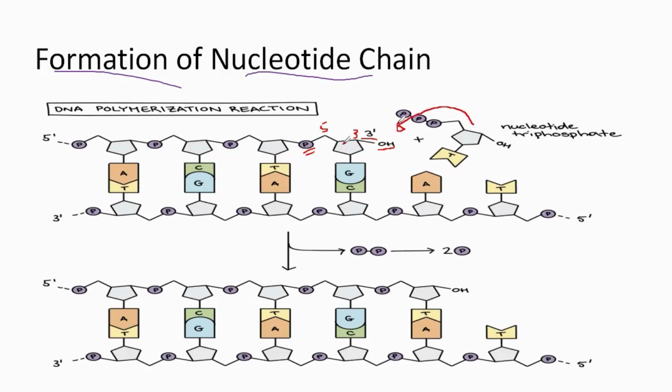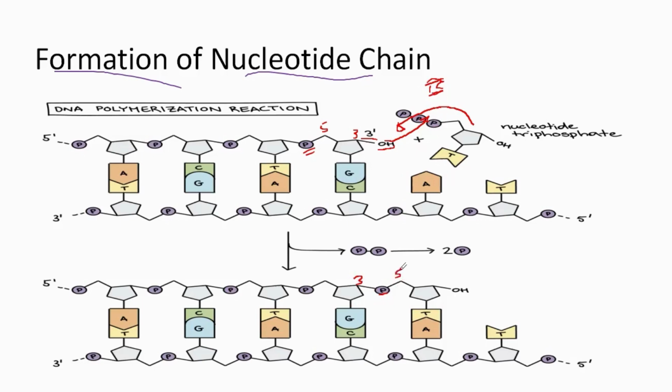So what's going to happen is this third carbon hydroxyl group will attack the alpha phosphate bond. This is the alpha phosphate bond with the beta phosphate bond. When you break this bond, you're going to release a huge amount of energy, and that energy will fuel this reaction, and we'll have a phosphodiester linkage being formed between the phosphate over here, the third carbon over here, and the fifth carbon over here.